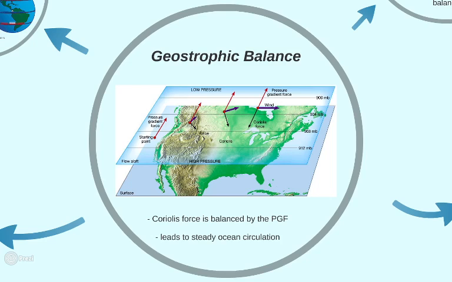It is also what leads to steady ocean circulation in the ocean, and as shown in this diagram, it is the reason that we get steady wind flows in the atmosphere. And it is specifically this part of the diagram that shows geostrophic balance, because the Coriolis force and pressure gradient force are equal but opposite forces here, which results in steady wind flow.